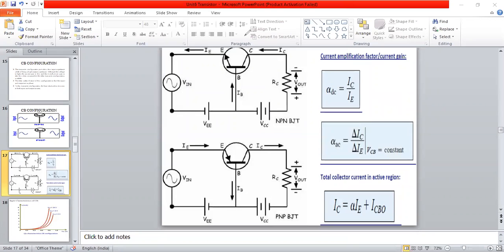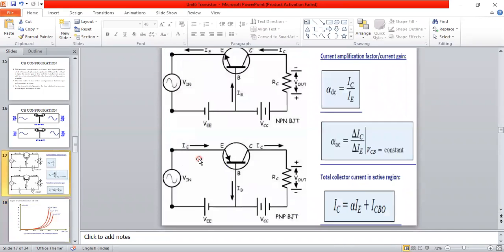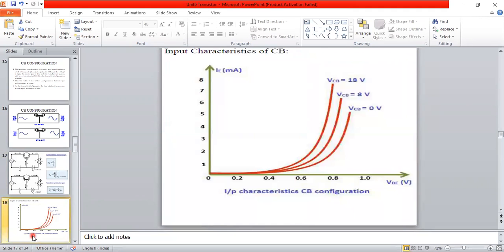This is the collector current formula for the common base circuit. Next we will go for the input characteristics. This is the input we have to discuss: the input is between VBE and IE. The IE terminal is the input. VBE is the voltage on the x-axis and IE, the emitter current, is on the y-axis.